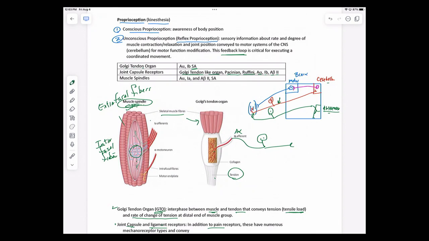Of course, with the muscle spindles, again, we have the A alphas, the 1As. We also have some A betas, so I'm going to put that in there as well, and those are type 2s. And then these are slow adapters as well. All right, so that's that.